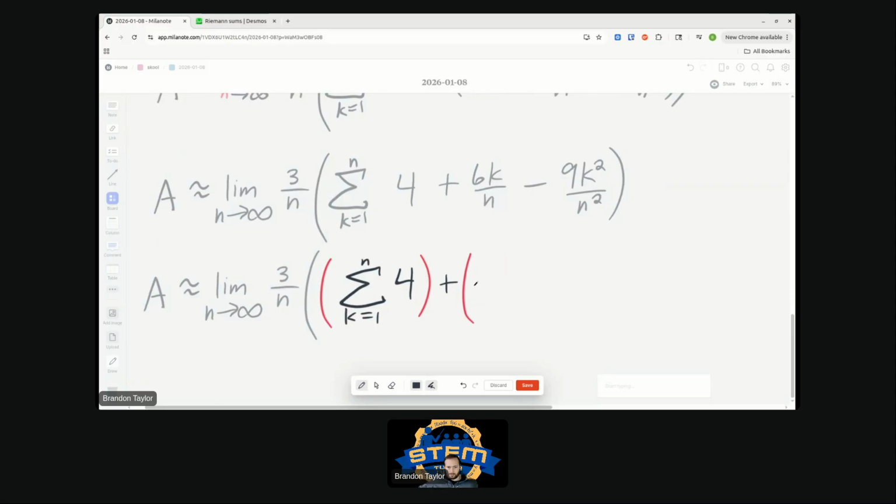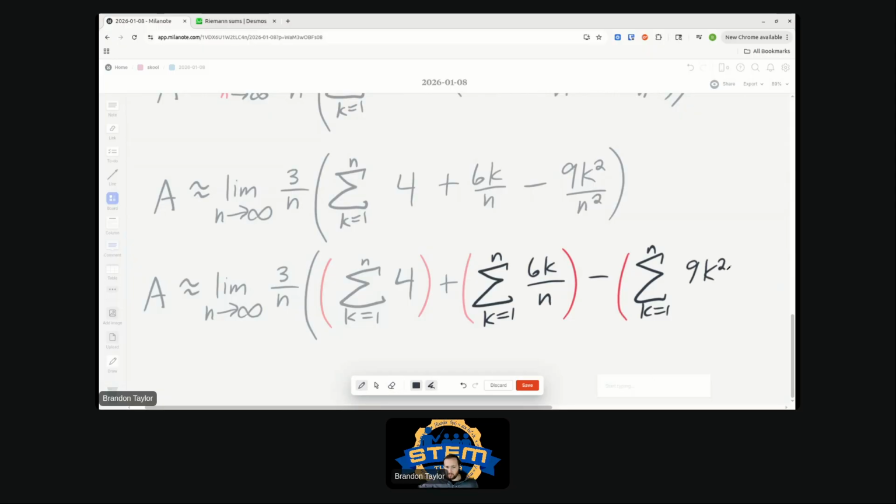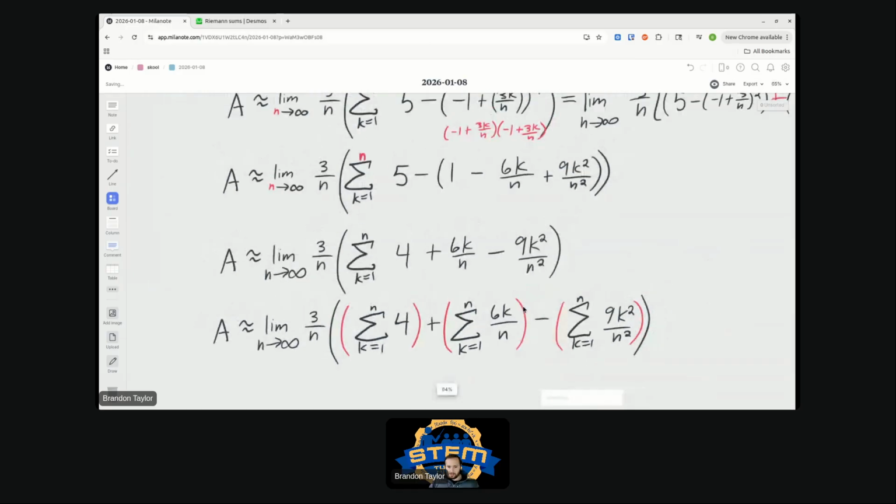So here, if I just do this summation, I'll just say we're distributing the summation to every term, even though that's not the right terminology. It's what it looks like. So 6k over n. And then what else do we have? We have minus the summation from k equals 1 to n of 9k squared over n squared, like that. Cool. So hopefully that makes sense.